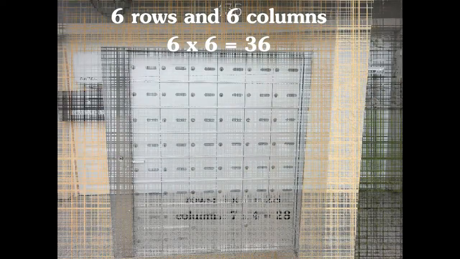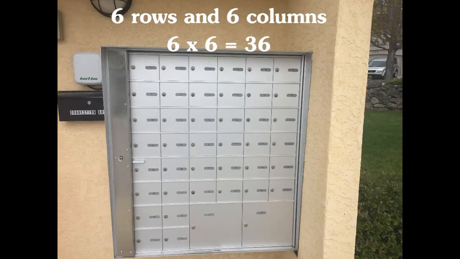So here are the mailboxes for the place that I live in, and we can't quite do a full array on these, but if you look at just the top 6 rows where all of the squares are the same size, each of the mailboxes are the same size, we can see that there are 6 rows with 6 in them. So that would be 6 groups of 6 equals 36, and we would just leave that bottom part off that has the bigger compartment.